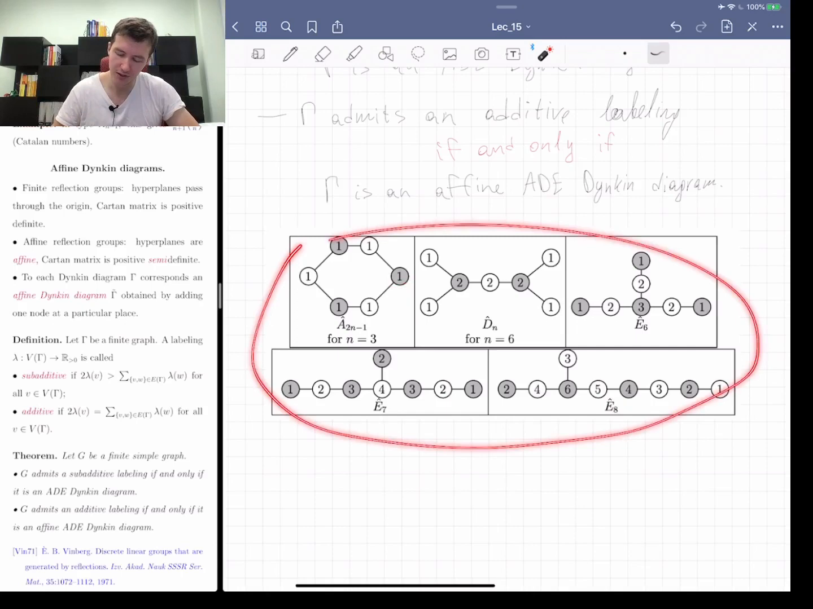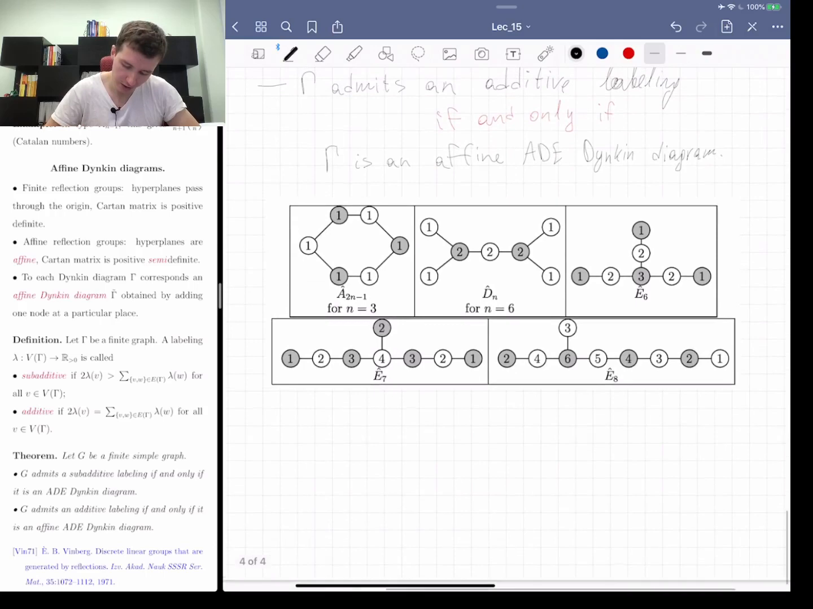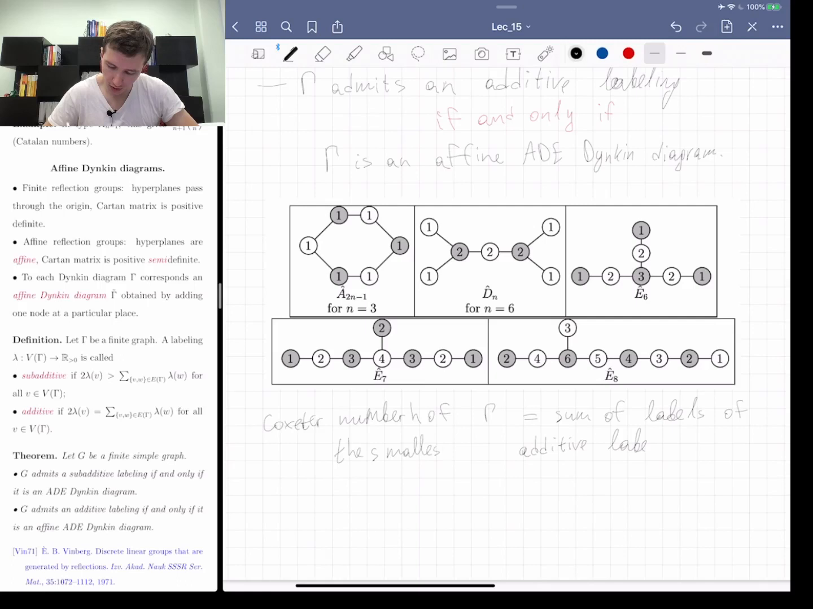And finally, the cool fact about these labelings is about the Coxeter number of a Dynkin diagram. The Coxeter number h of a Dynkin diagram is equal to the sum of the labels of the smallest integer additive labeling of the corresponding affine Dynkin diagram, gamma tilde.